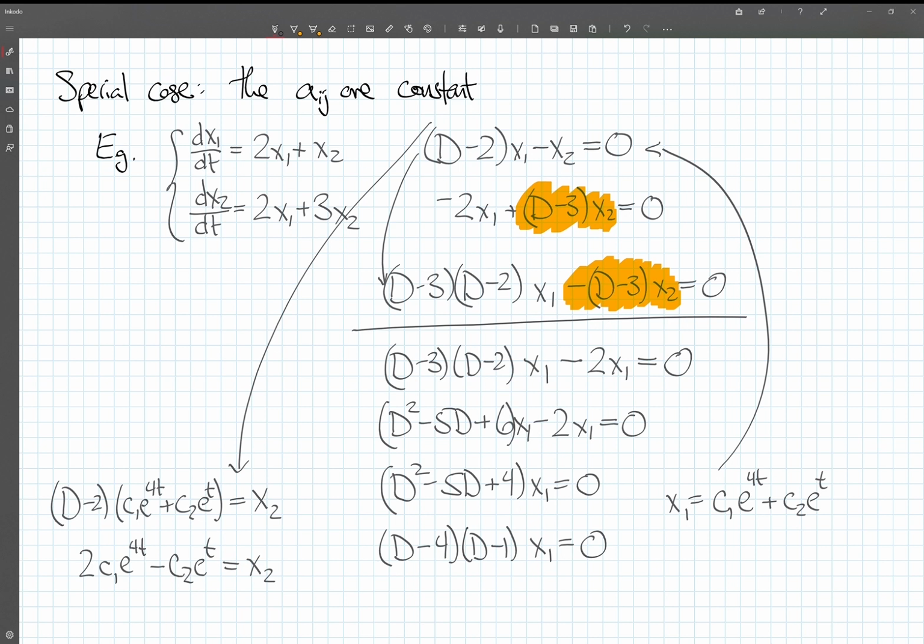I'm going to write them next to each other so that we can get an idea of what that looks like. Notice that there are two parameters here. There's C1 and C2. That tells us that the solution space here is two-dimensional. Where does that number 2 come from? Why would we expect it to be two-dimensional? Because we had two equations and one derivative each.